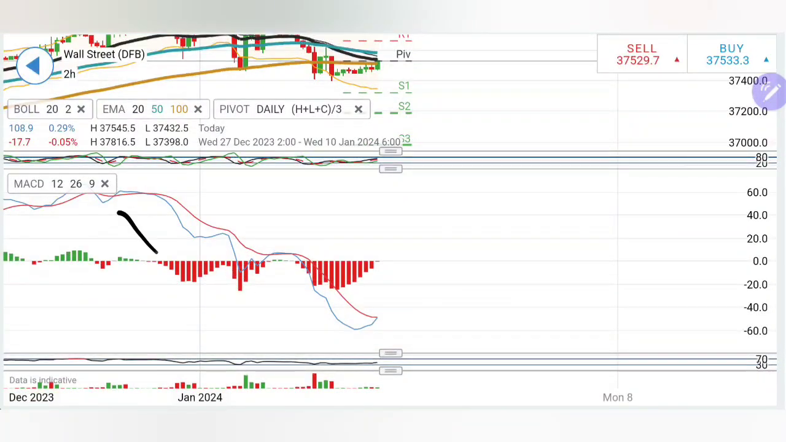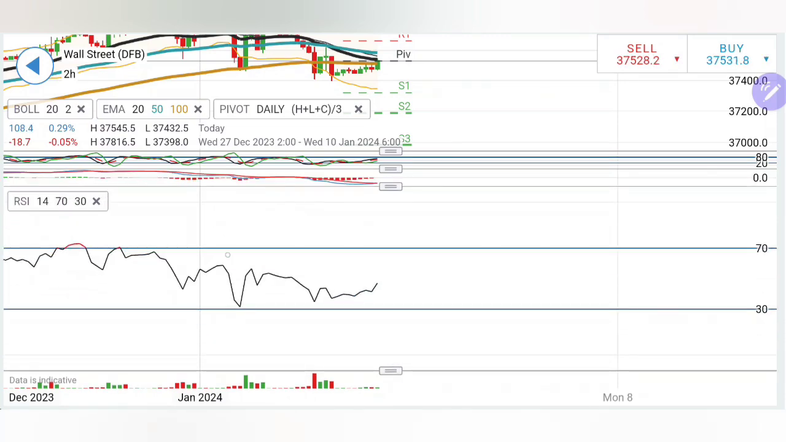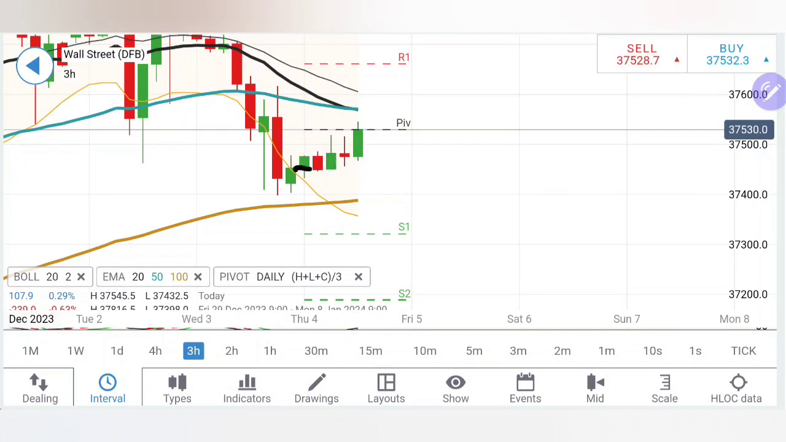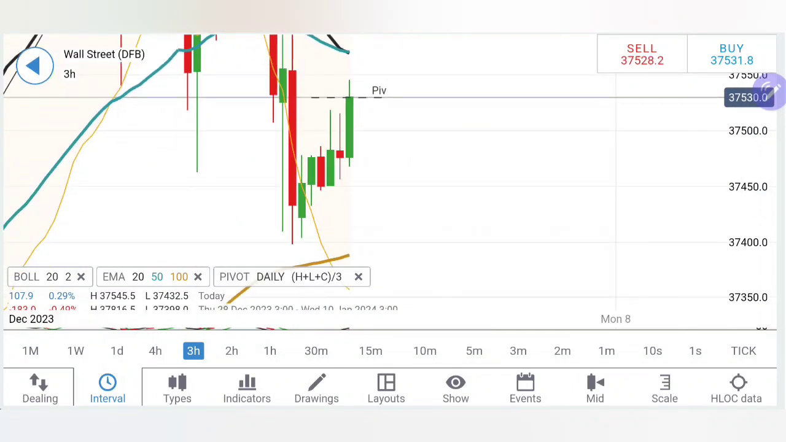Stochastic rising, but look, MACD has seen a strong divergence. It is convergent in crossover. If it does show a crossover, we can see fewer retracement candles. RSI rising as well. Coming to 3-hour charts, likewise on the 3-hour charts, stronger base is created here at 37,450.